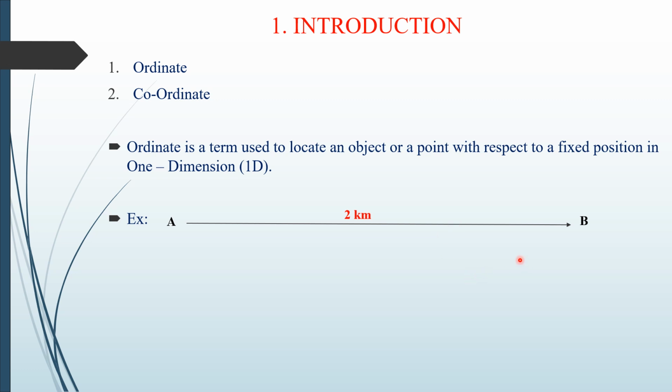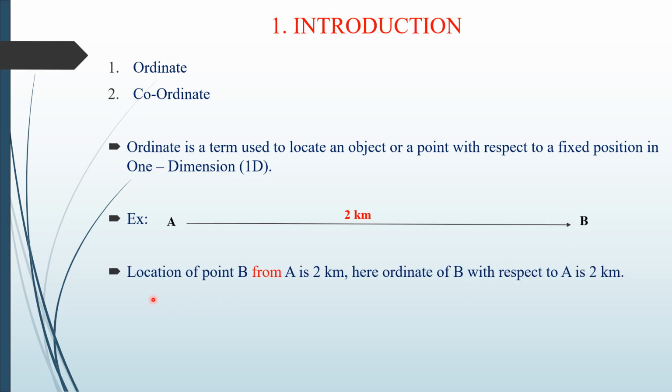Then distance of that point B from any fixed point, in our case this is point A, that distance is considered as ordinate of that arbitrary point. If I want to put it in a line, that statement, that is location of point B from A is 2 km. Here ordinate of B with respect to A is 2 km.